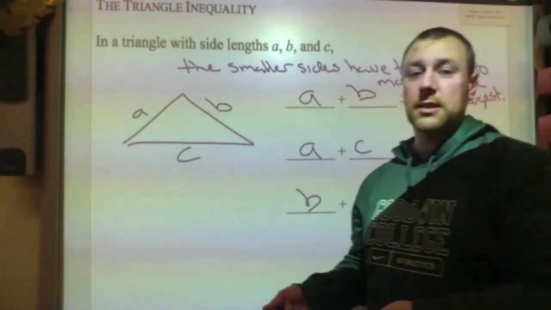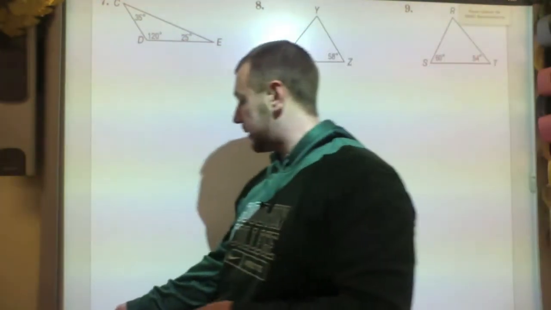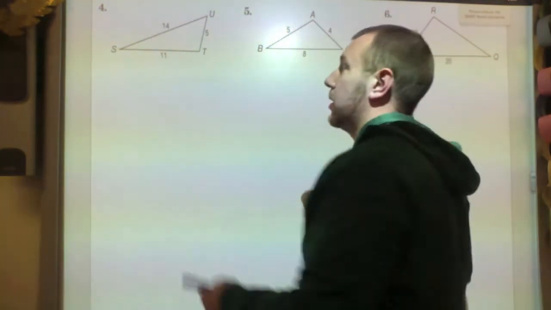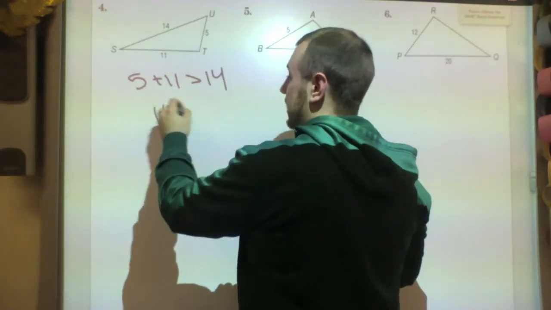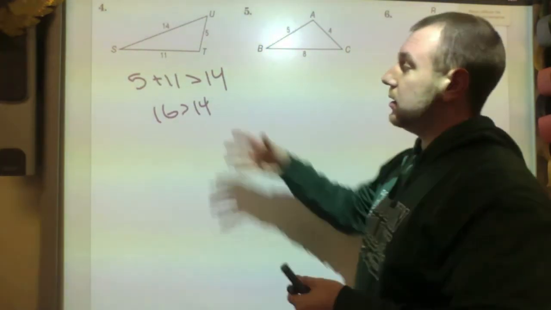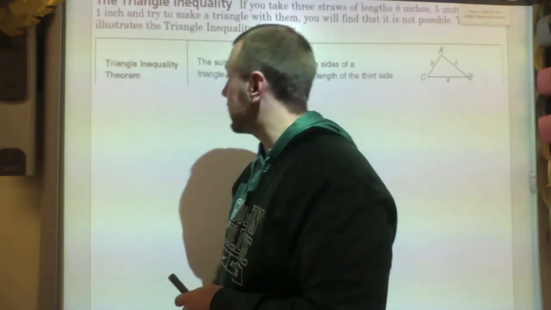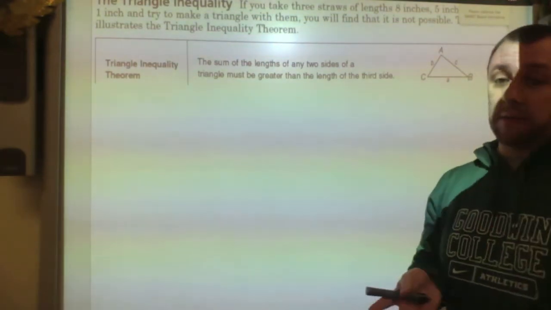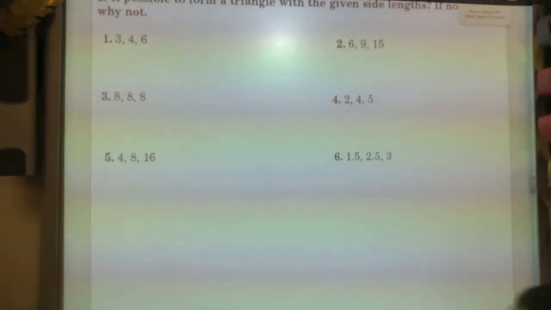If I go back to some of those examples where we had the side lengths, you'll notice that 14 is the biggest. 5 plus 11 is bigger than 14. So 16 is bigger than 14. Those side lengths are going to form a triangle. So that's our next couple of examples. It's written out right here. You can write it down on your definition sheet if you want. But here are some examples of this.